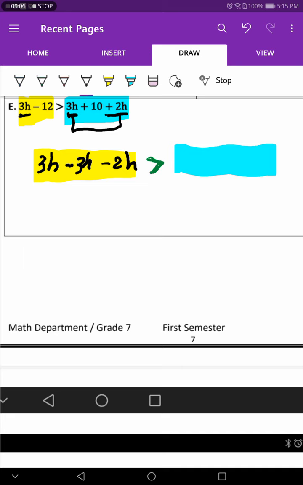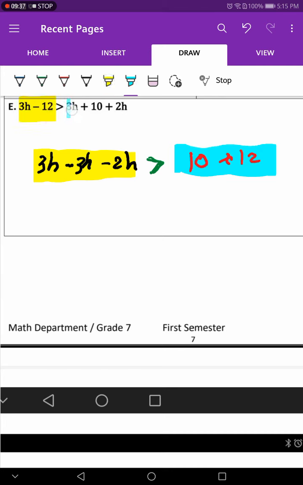Now on the right side I have from before the 10 and I put it here, and the newcomer to this side is the -12. I will put it here, so -12 will be +12. Okay, my dear student, look here.